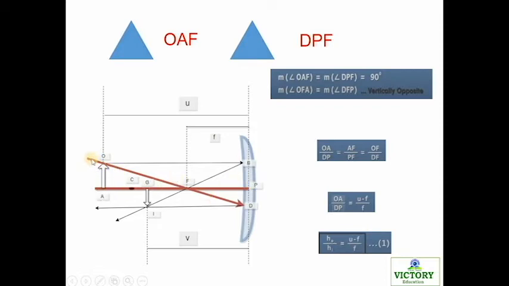So the angle formed between OFA will be equal to the angle PFQ, because they both are just straight lines intersecting. So now I have two angles which are equal, which means that the third angle will automatically be equal. So with the similar triangles, I can easily say that OA by DP is equal to AF by PF is equal to OF by DF. I'm not concerned about OF by DF, so I'm just removing it. So all I need is OA by DP is equal to AF by PF.